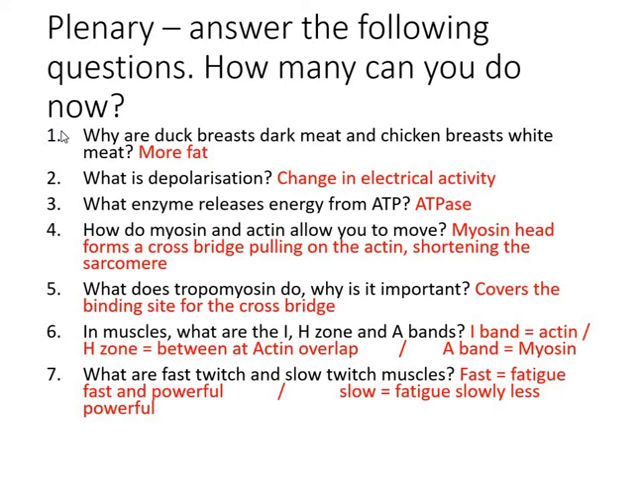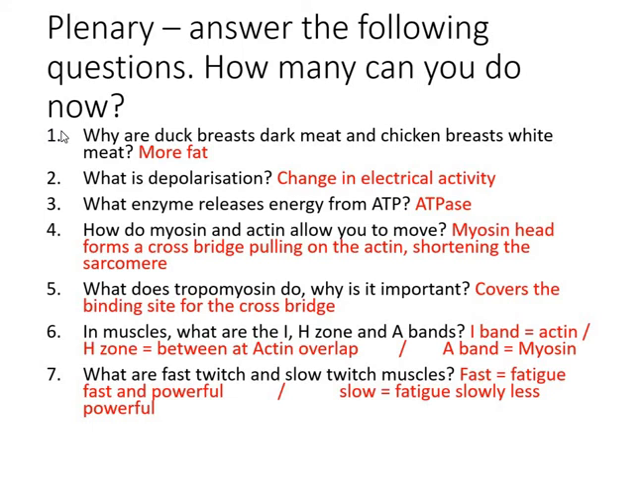What does tropomyosin do? Well, it covers the binding site for the cross bridge. Why is it important? Well, it allows us to then reset the myosin head and then do the next power stroke. If it's always open, the head will always bind to it, so you'll always have this kind of rigor mortis stuck.